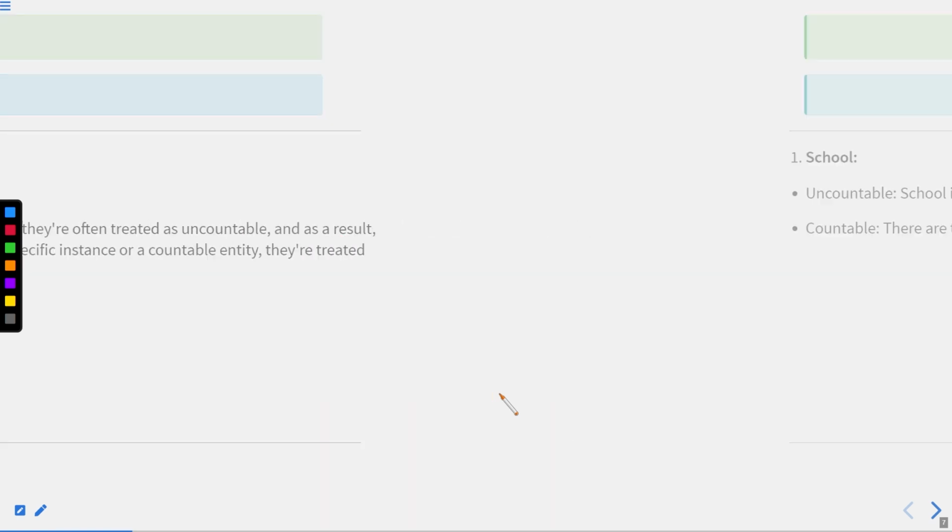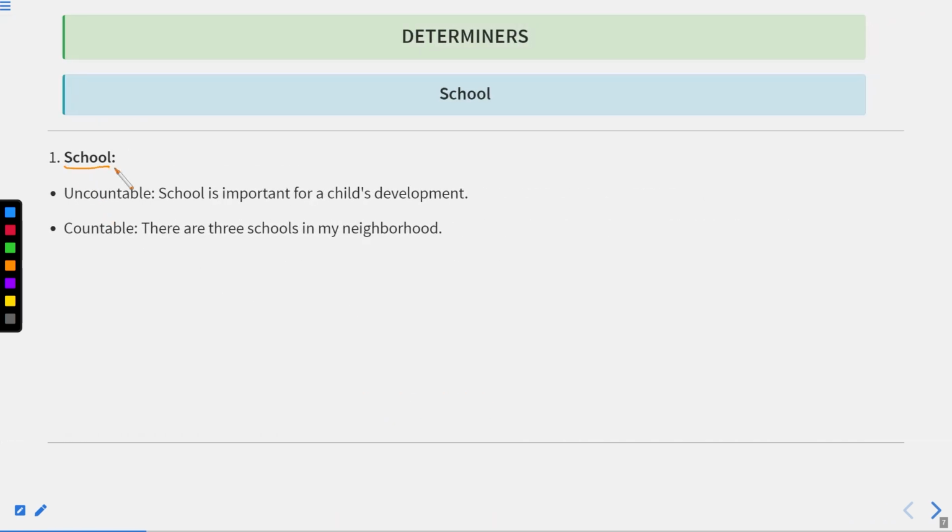Now let us see some examples. For example, if there is a word school. How can I say: school is important for a child's development? Here I have used the word school. It is not countable because I'm not talking about a particular school. I'm talking about school in general. So school is important for a child's development. Obviously here school is just defined in general, and before this school I will not use a or an.